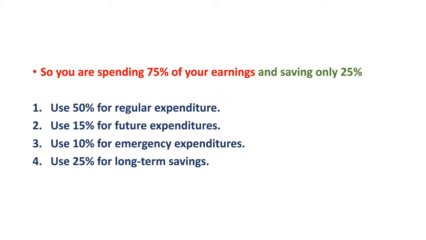As I have told in my previous videos, you can spend 75% of your earnings and only save 25%. 50% for your regular expenditure, 15% for your future expenditures, 10% for emergency expenditures, and 25% for long-term savings. But you all know it's very easy to say, but it's very difficult to maintain. This 15% for future savings, 10% for emergency, and 25% for long-term savings.